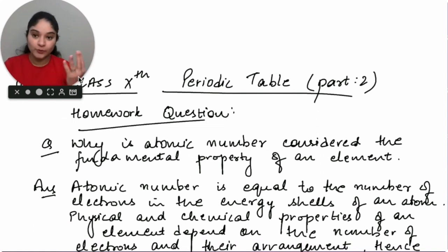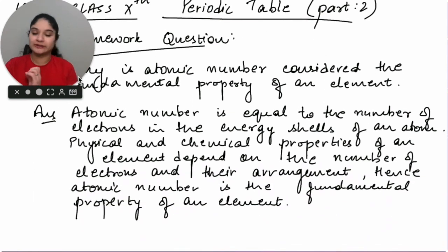electrons you will have, of course, and it can also tell you how many shells it will have. It can tell you the number of valence electrons that particular element has. So based on this information, you can easily identify the physical and chemical properties of that element. So therefore, atomic number is considered the fundamental property of that element. Okay, the answer is mentioned on the screen right there.